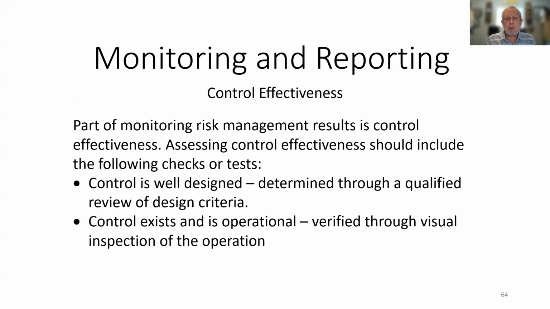Assessing control effectiveness should include the following checks or tests. Controls well designed, determined through a qualified review of design criteria. In other words, you have a guard, does it pass the OSHA regulations? Is it attached to the machine? Does it have sharp edges or corners on it? Control exists and is operational, verified through visual inspection of the operation.